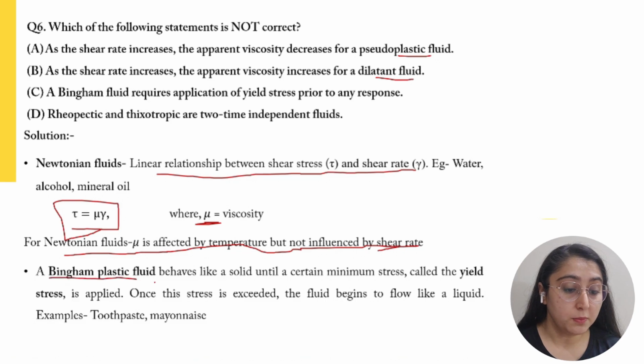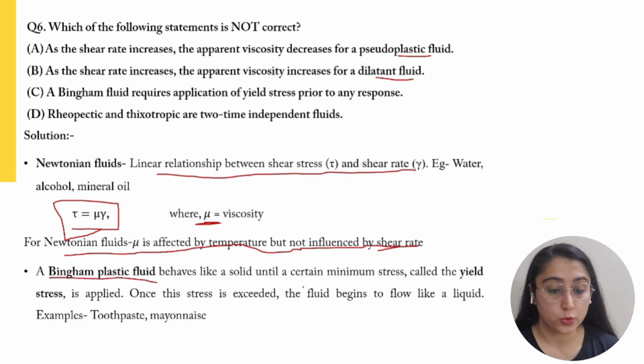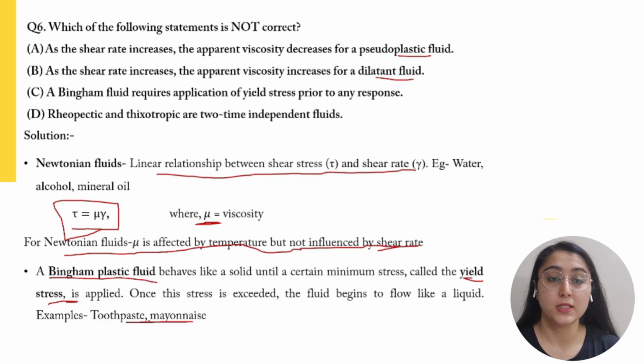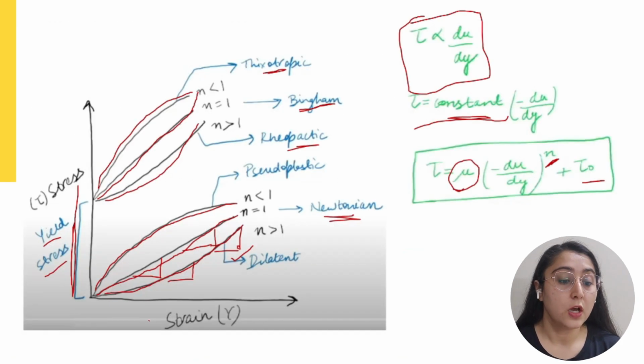Now, if you look at Bingham plastic, they follow the same behavior as Newtonian fluid, but they need a certain yield stress. After that only they start to flow. For example, let's say toothpaste or mayonnaise. So they are not flowing until and unless a yield stress is given to them. But once that yield stress is overcome, they start to flow and behave like Newtonian fluids.